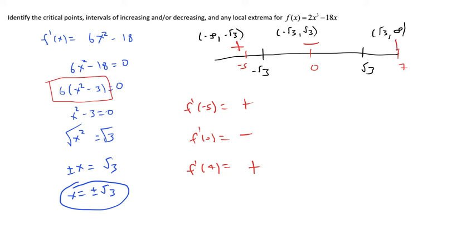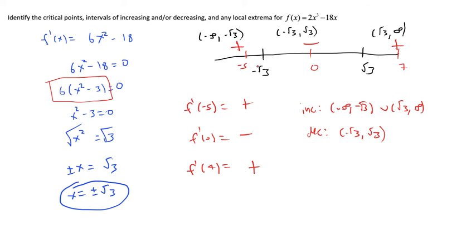Every number here is going to give us a positive result, which means that this function is increasing from negative infinity to negative rad 3, union rad 3 to infinity. And we are decreasing from negative rad 3 to rad 3.